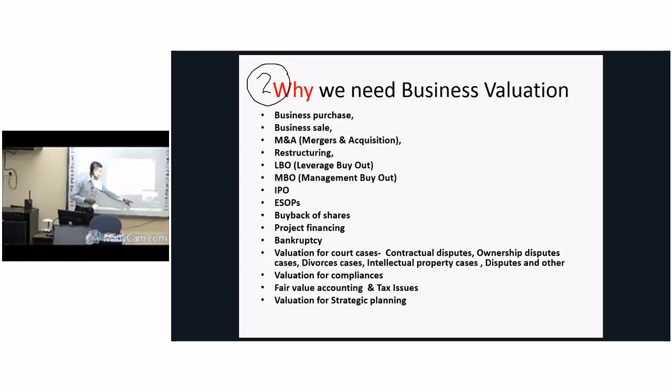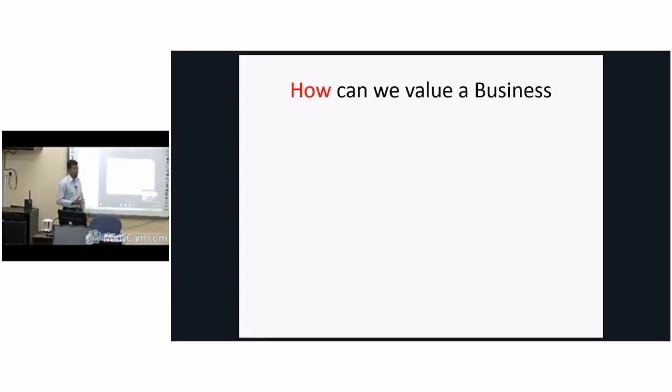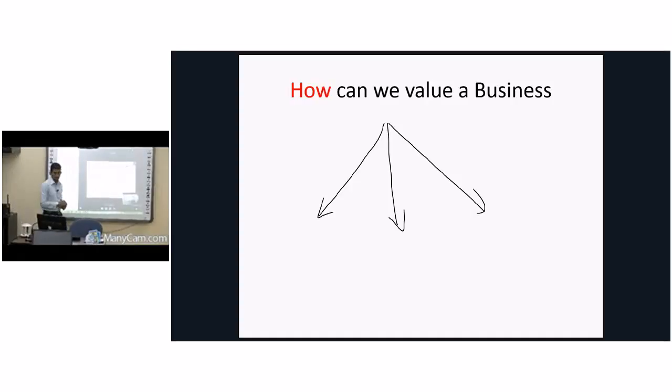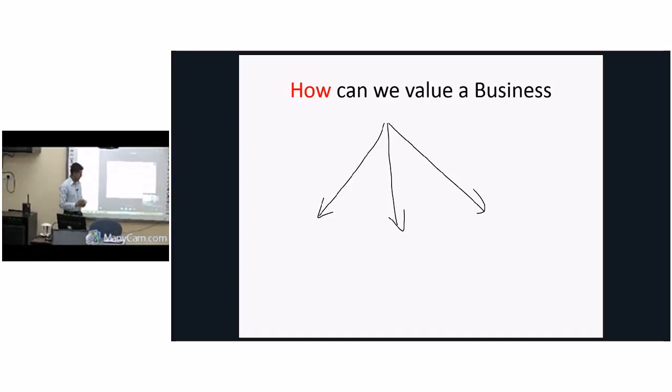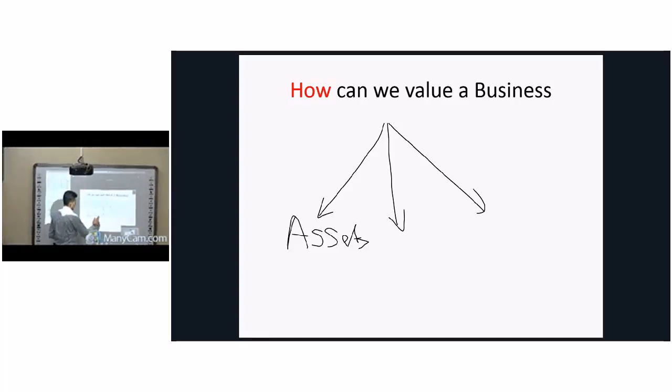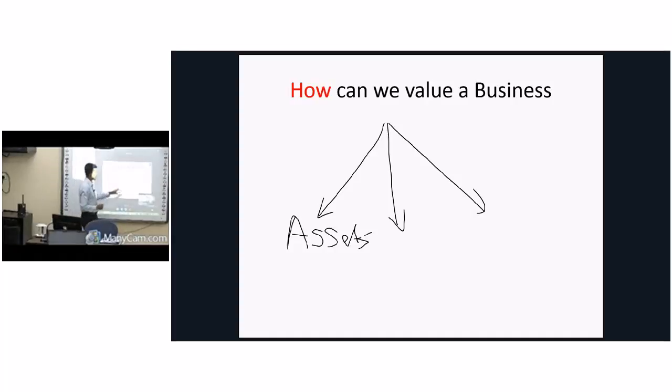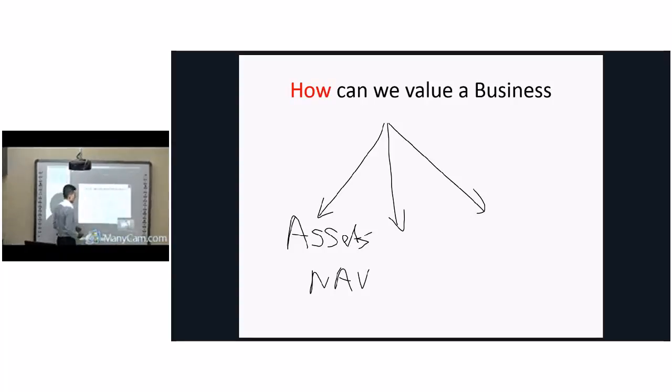Once we do that, we discuss how we are going to do a business valuation. As I explained in the last session, there are three approaches to valuing a business, right? First, from an asset approach, we look at the asset base of the firm, right? So we understand the total assets of the firm and try to give a value. We call this net asset value. Net asset value of the firm.